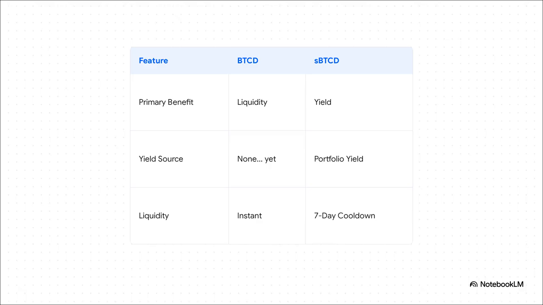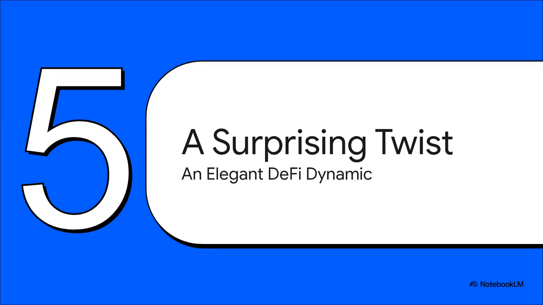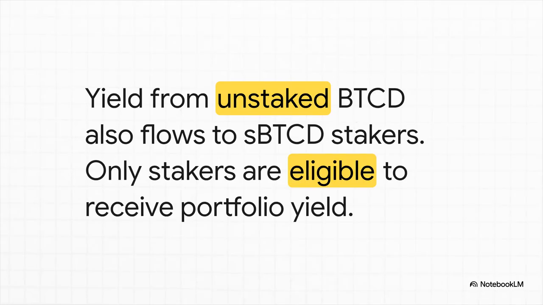Yeah, we're about to get to the good stuff. Because this is where the design goes from smart to truly elegant. The way these 2 tokens interact with each other creates this unexpected and frankly incredibly powerful dynamic that you only really see in DeFi. Okay, so here is the absolute key insight, the secret sauce of the whole system. Remember how the entire portfolio is earning yield? Well, all of that yield flows to the people who are staking sBTCD. This means that stakers aren't just earning yield from their own capital. They're also earning the yield from all the unstaked BTCD out there.